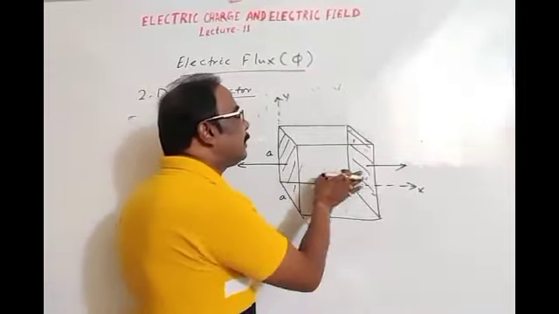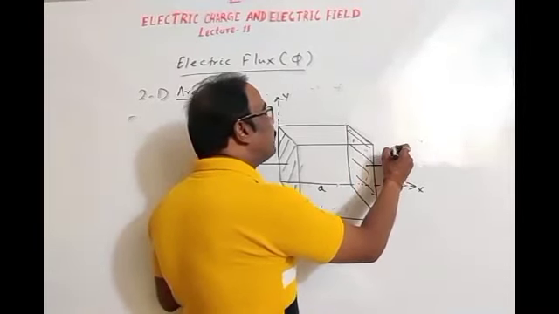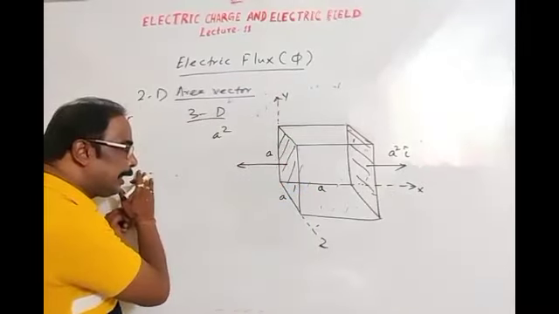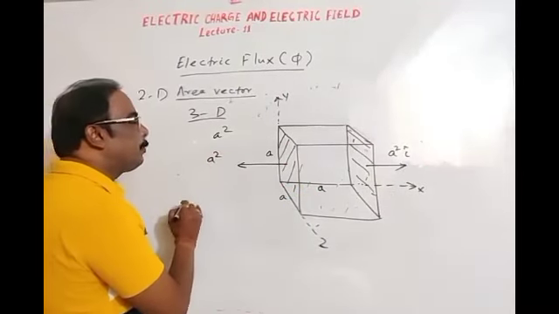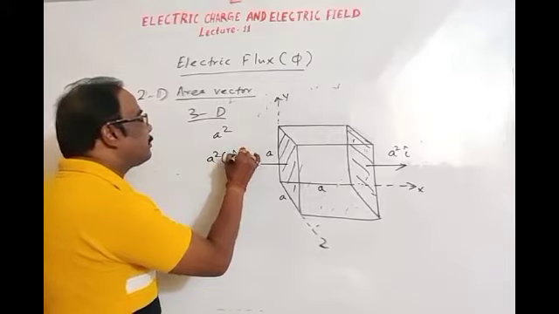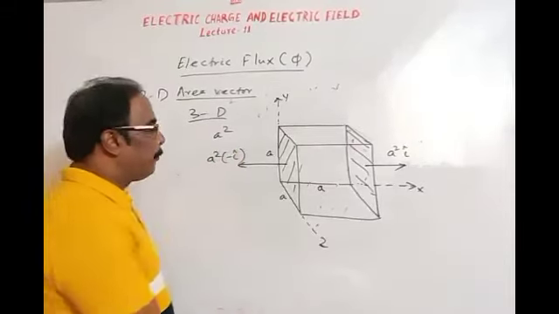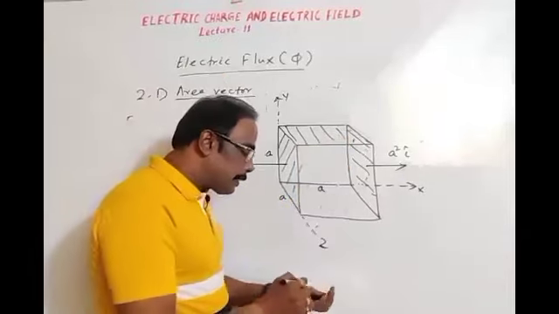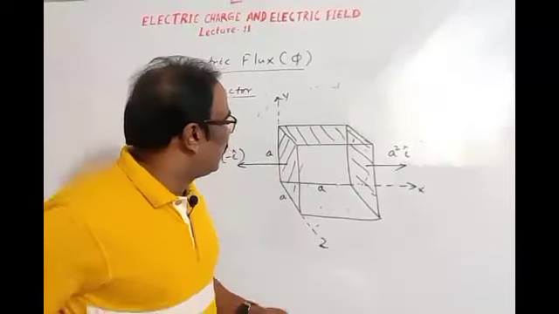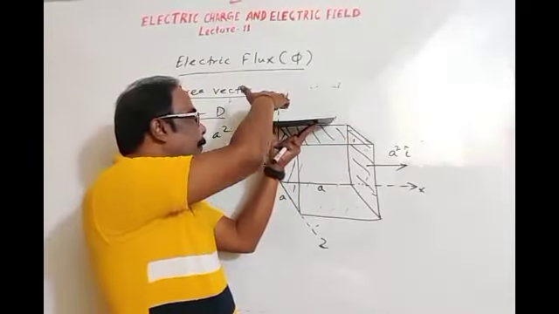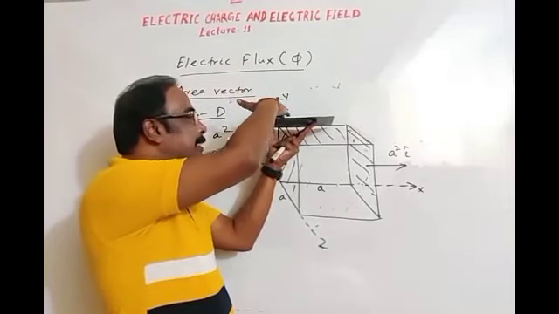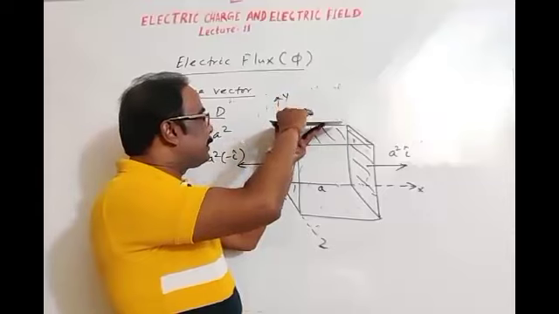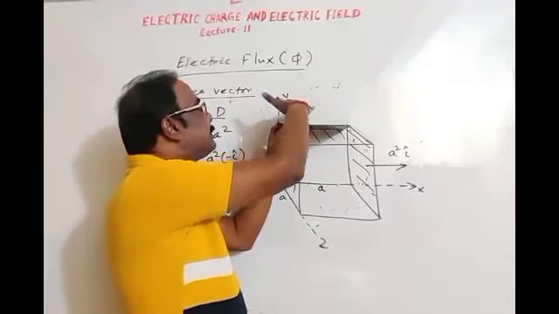See students, this is along x-axis. Magnitude of area is a square, direction is i cap. This is along negative x-axis. Magnitude of area is a square, direction is minus i cap. Okay, so this is the surface area, but this surface area is on the xz plane. Sorry, this is x-axis, this is z-axis.